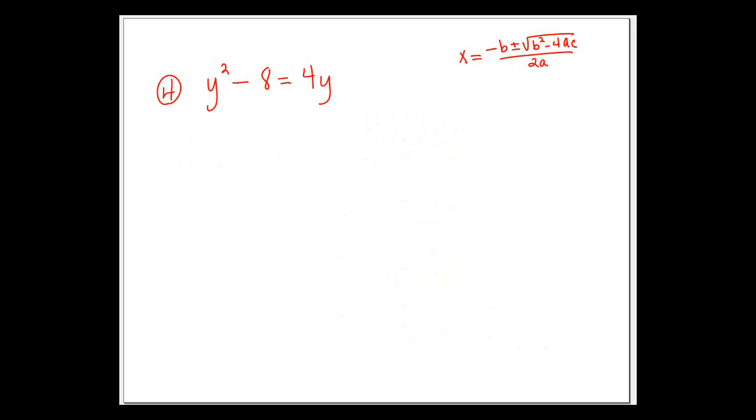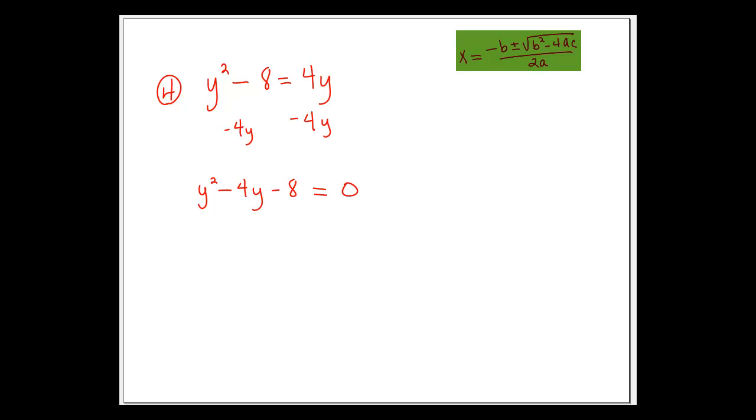Example 4, we have y squared minus 8 equals 4y. We need to make the equation equal 0. Again, I'm going to subtract my 4y over to the left side. Be sure you write your equation in descending order, though, to find your a, b, and c. So we have y squared minus 4y minus 8, and that then equals 0. Defining our a, b, and c, again, a equals 1, when you don't see a number in front of the variable. B equals, take the sign, negative 4, and c equals negative 8.